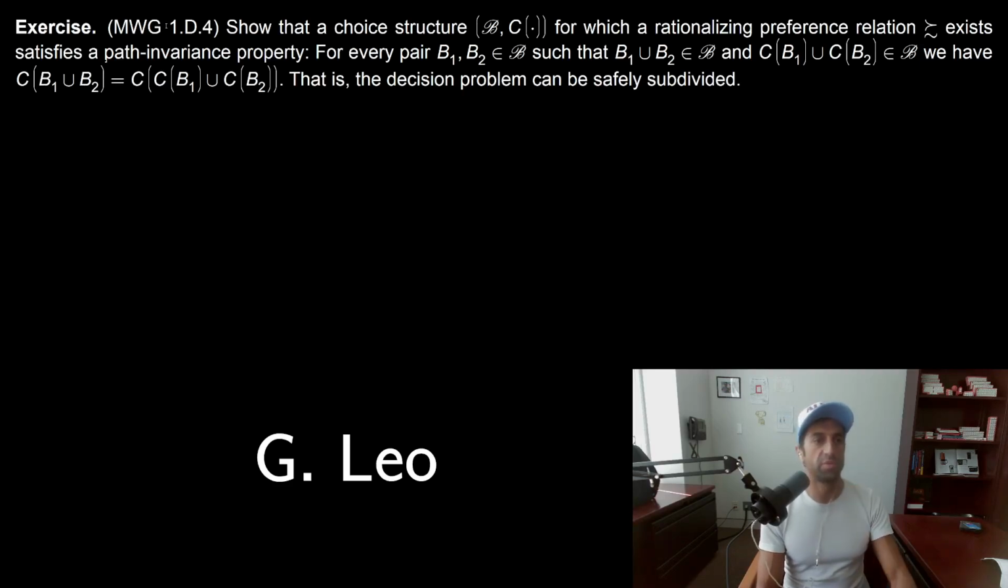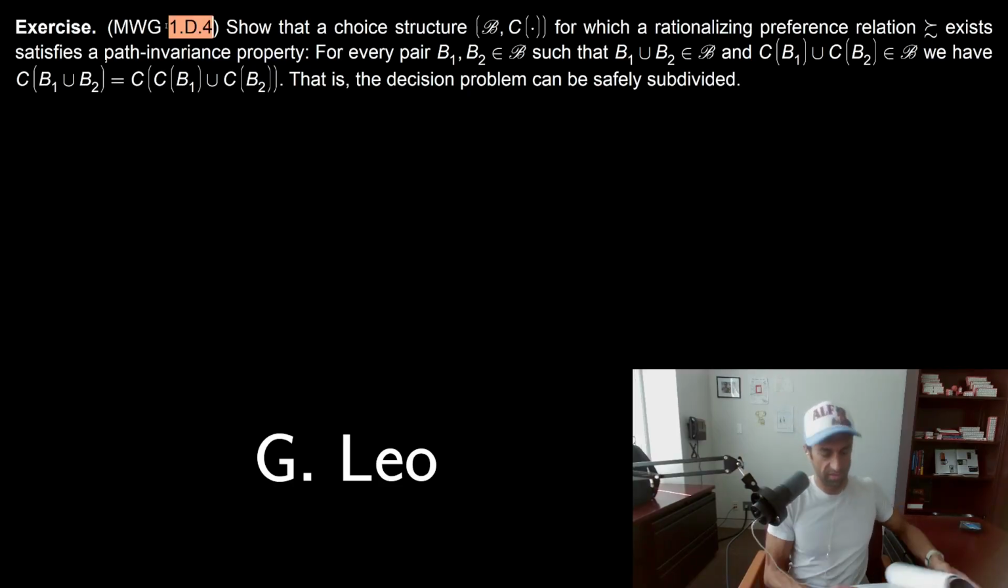All right, let's work this problem. This is Mas-Colell Winston Green 1.4D. So the text says this is related to Plott 1973. Okay, I don't know what that is, but maybe it's relevant.